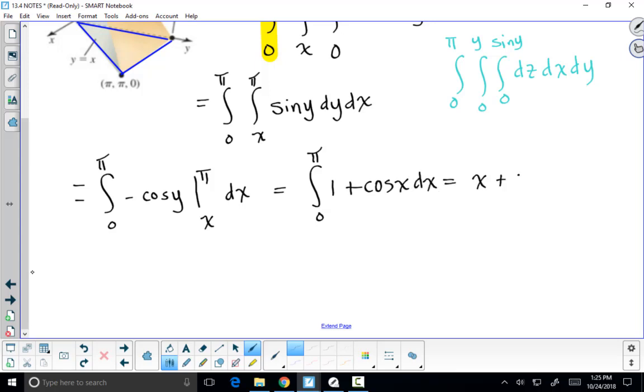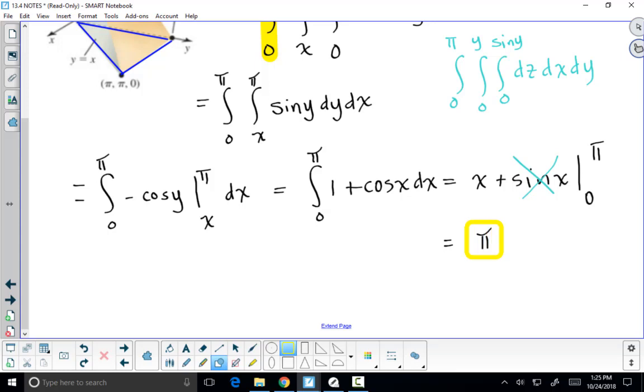And then we integrate that. And this gives us nothing. Sine of pi is 0, sine of 0 is 0, so the only contributor is the x. So our final answer is pi. Oh, it's so pretty. So pretty. That number just shows up everywhere.